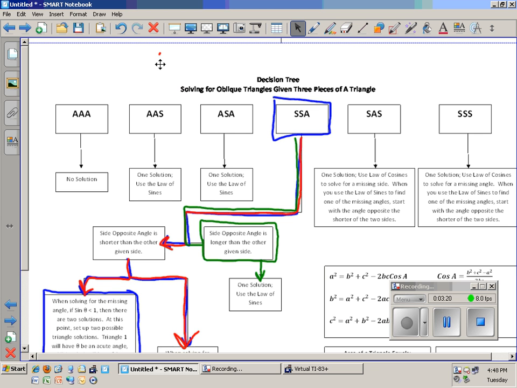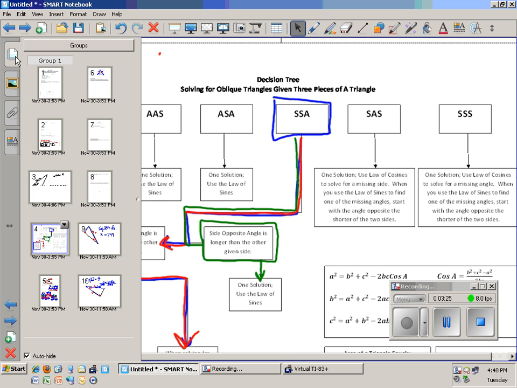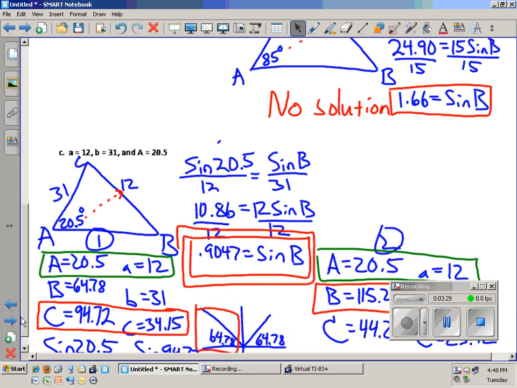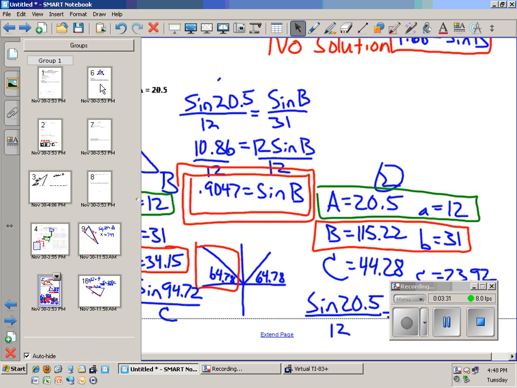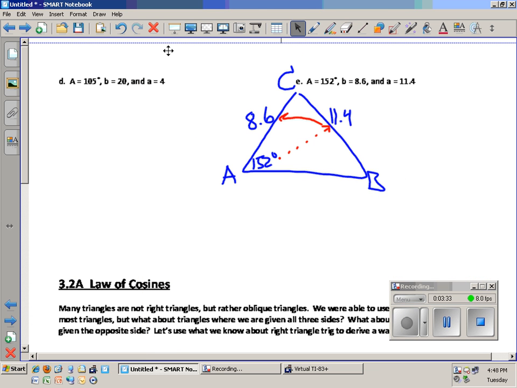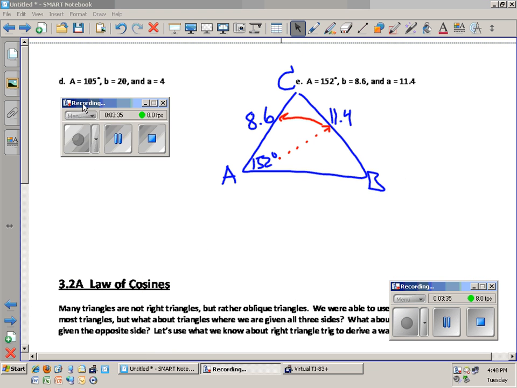Again, your decision tree, this is what you get to use on your test. It helps you decide exactly what case and what scenarios you're going to come across. I set it up. Whoop, that was from the other day. There we go. So I'm going to take this, I'm going to set it up.